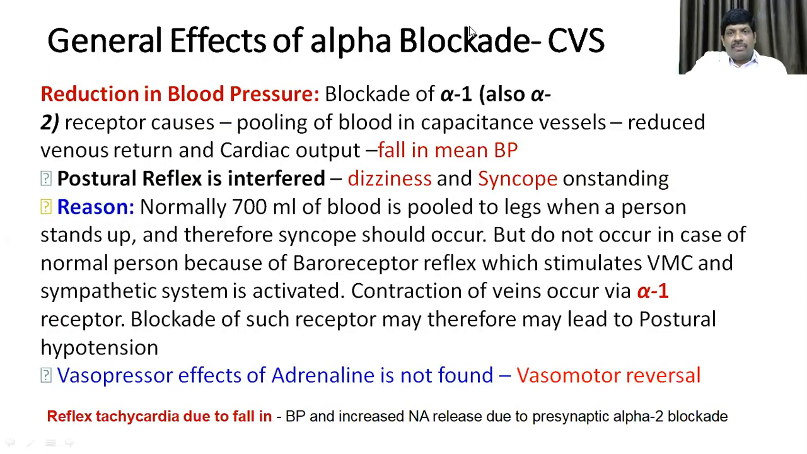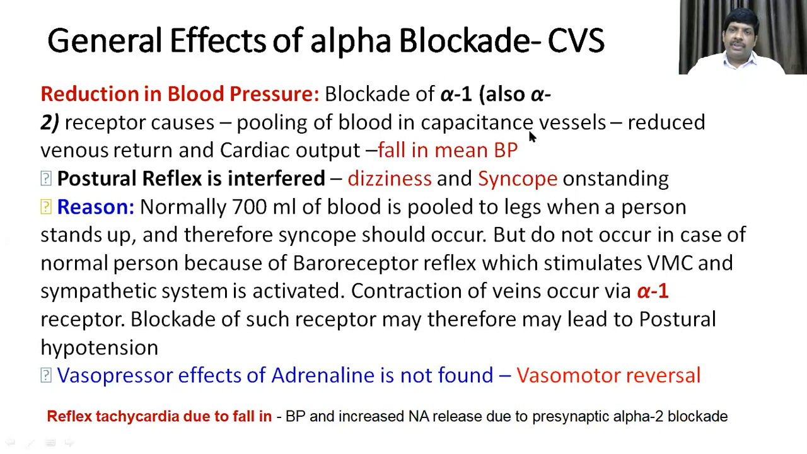Then the general effects of alpha blockers, the cardiovascular pharmacology, we'll see. Reduction in blood pressure happens because of the blockade of alpha 1 or alpha 2 receptors, because alpha 1 and alpha 2 receptor stimulation will cause vasoconstriction. So when you block it, what will happen? There will be pooling of the blood. There will be no vasoconstriction, so the vessels are in a dilated form. The blood will be more in the capacitance vessels.